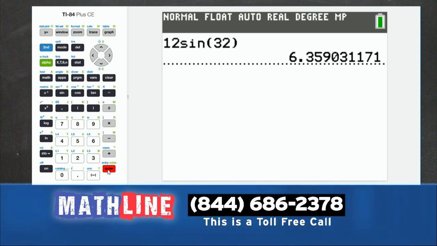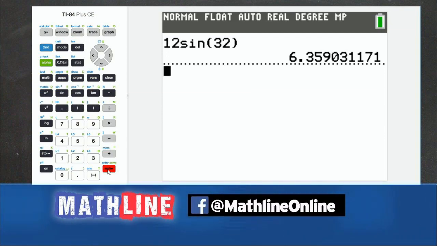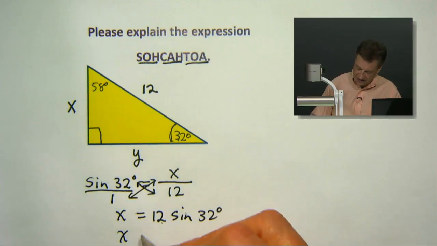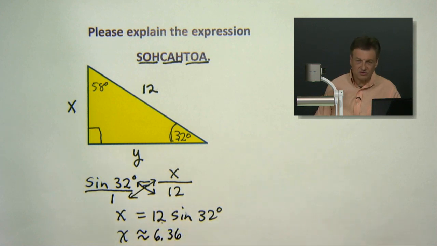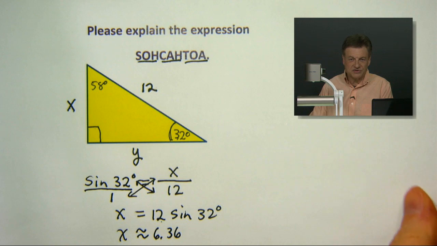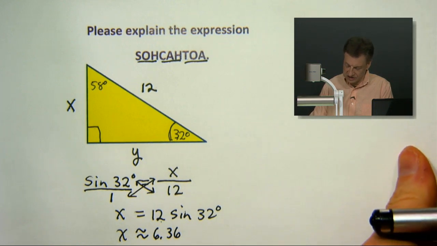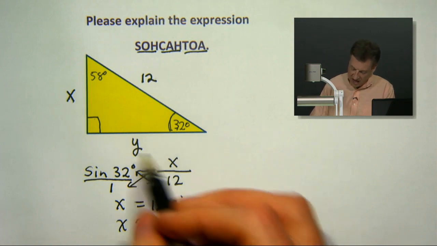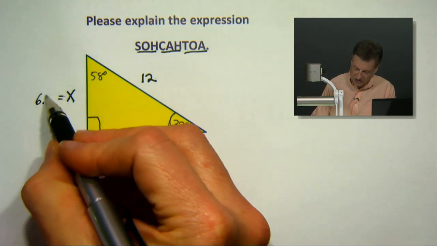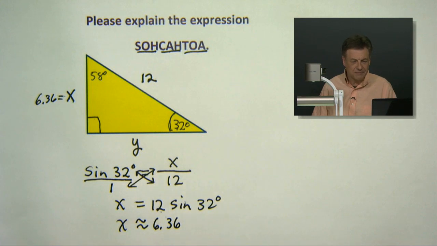It takes us to, wow, approximately, let's go to the nearest hundredth, approximately 6.36, almost 6 and 2 fifths, all right? Pull that up just a little bit. There we go. So that's our value for x right here, 6.36. Now, what does that do for us with the y?